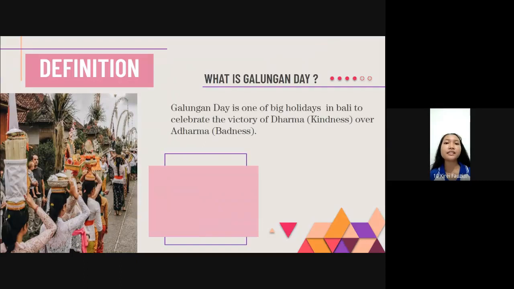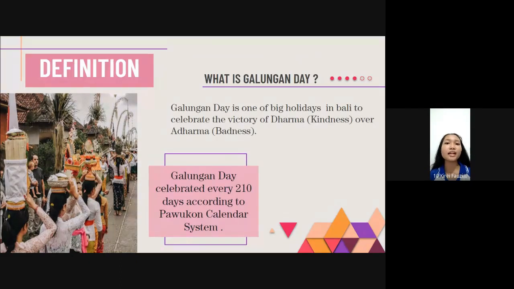Okay, the first is the definition. So, what is Galungan Day? Galungan Day is one of the big holidays in Bali to celebrate the victory of Dharma, kindness, over Adharma, or badness. Galungan Day is celebrated every 210th day according to the Pawukon calendar system. And Galungan Day will be held every 6 months.